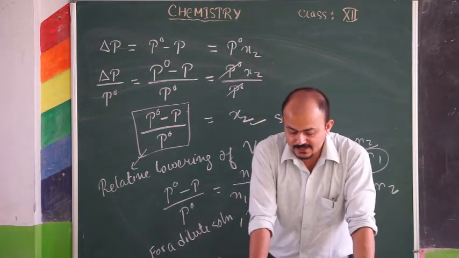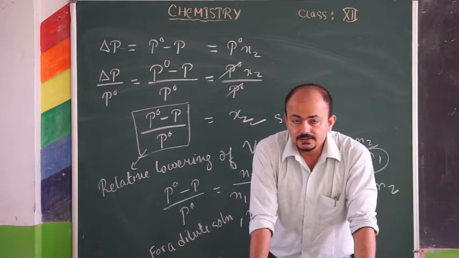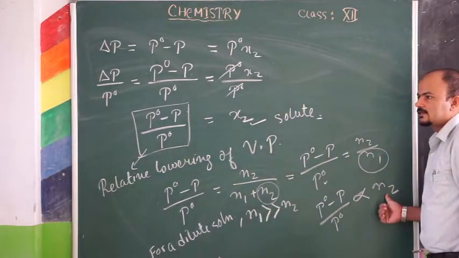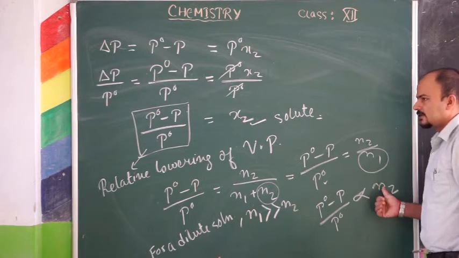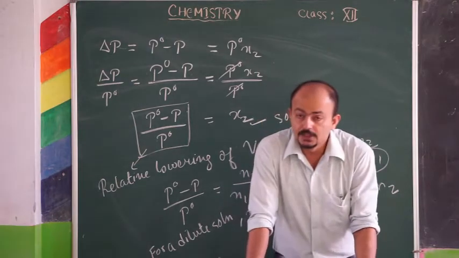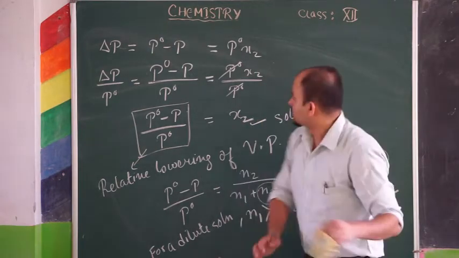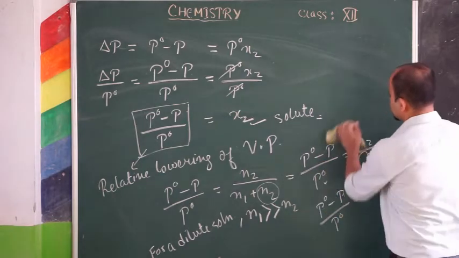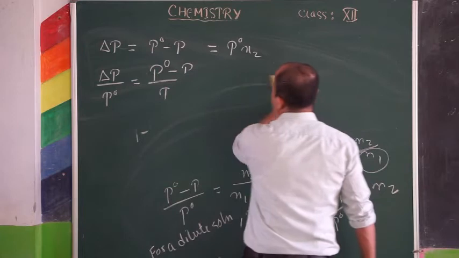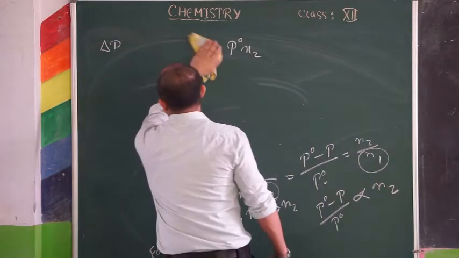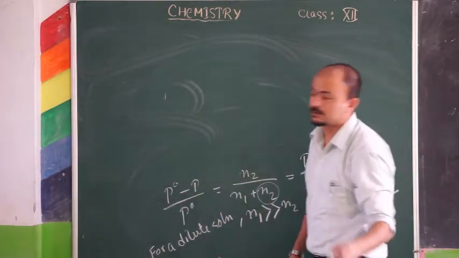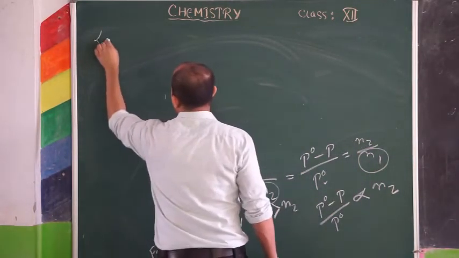Therefore, again we can see that relative lowering of vapor pressure is directly proportional to the number of moles of solid particles. Therefore, this also proves that relative lowering of vapor pressure is a colligative property. Don't be confused. Relative lowering of vapor pressure is a colligative property, but only lowering of vapor pressure is not a colligative property. You have to keep this in your mind.